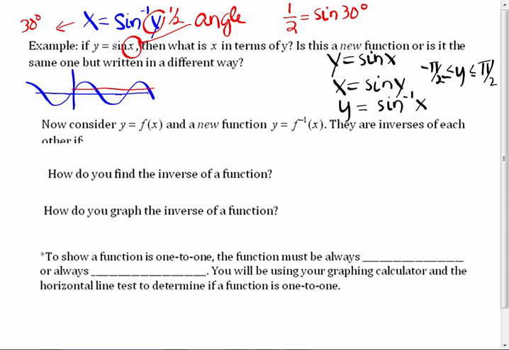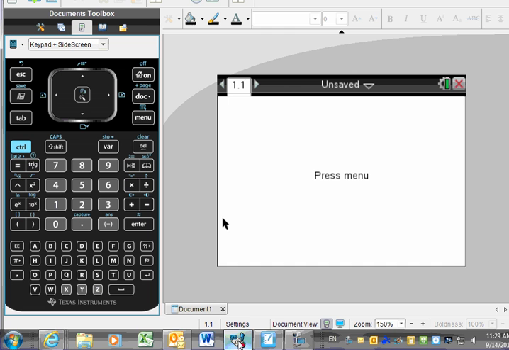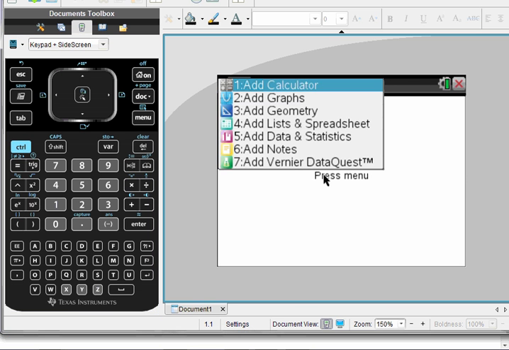I'm looking at this new function. Yeah, it's different. That's why you get confused too. No, this is the inverse function. Do you remember what it looks like? Now, I think I have my calculator on. I do. So let's add a graph.